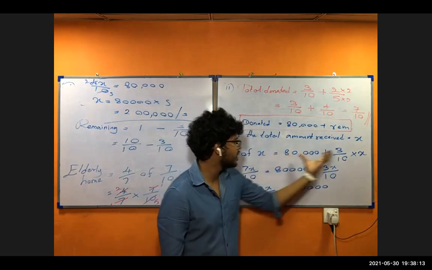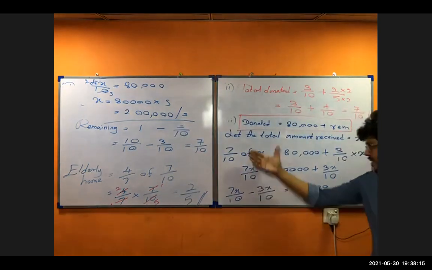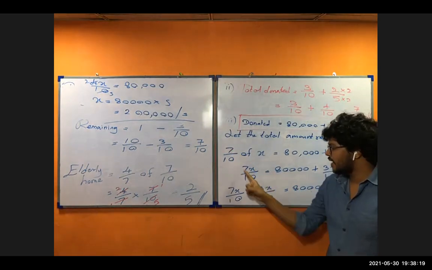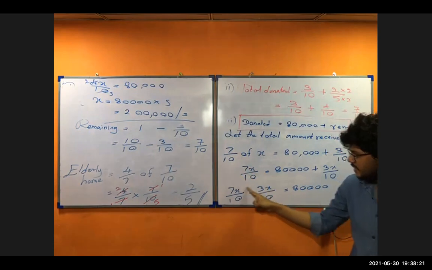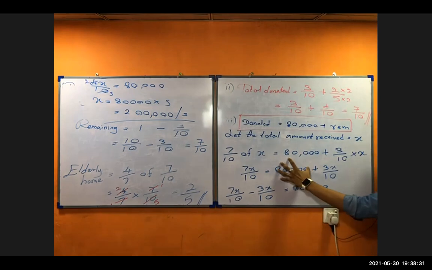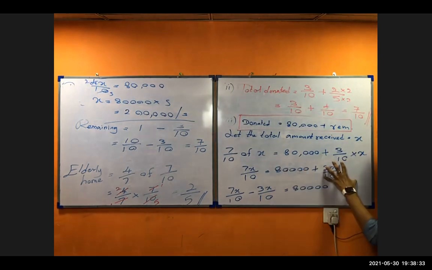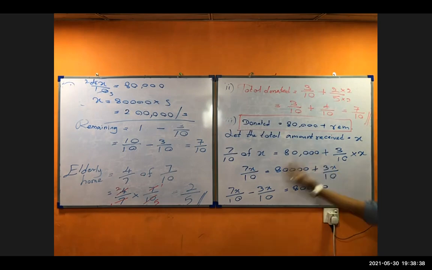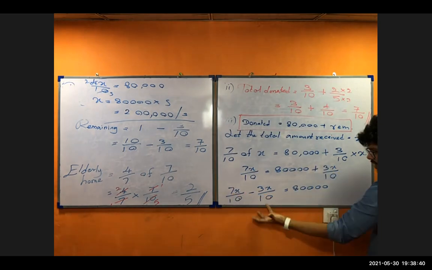So from that, I built that equation. Then use basic simplification. 7/10 of X means 7/10 multiplied by X. So this 80,000 and 3x over 10. Then I took this entire thing to the other side, right? This is just an addition, so you can take it to the other side or subtract 3x over 10 from both sides. Then I get this one.